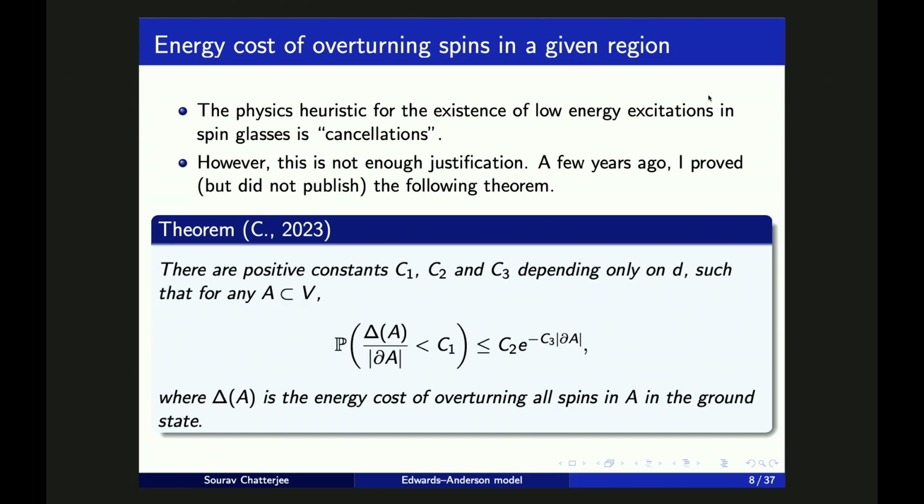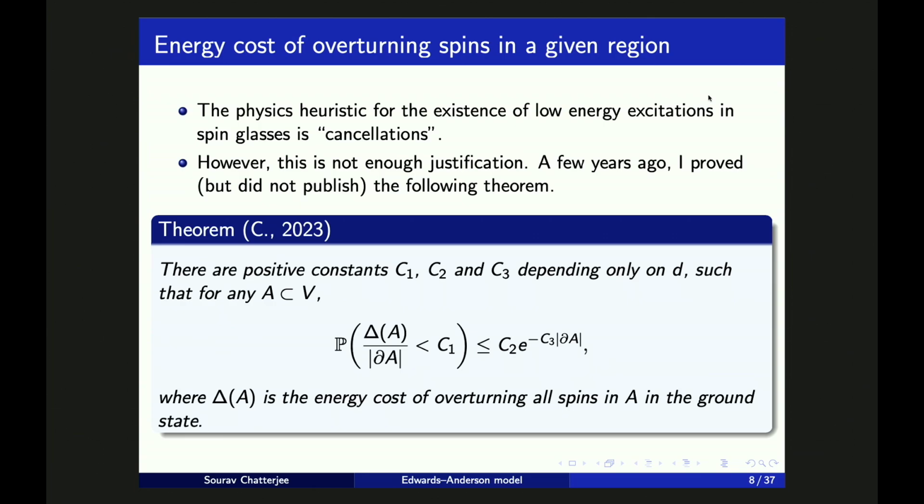that if you take any given region, the probability that this ratio, the energy from overturning all spins in this given region, divided by the size of the boundary, the chance that it's less than some positive constant, C1, is exponentially small in the size of the boundary. So for a given region, it doesn't happen. If you give me some region, let's say a blob, and you overturn all the spins in the ground state, then the energy contribution from the boundary is still going to be of the order of the size of the boundary. It's exponentially unlikely to be anything smaller than that, okay? So the cancellations don't work for a given region.